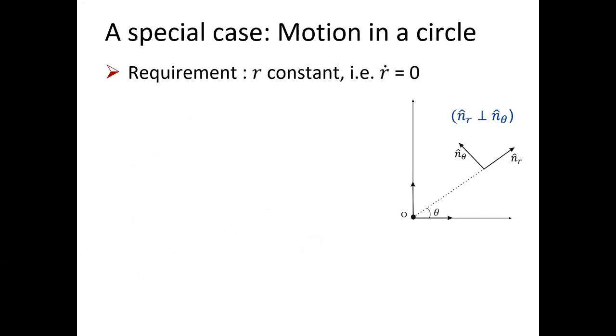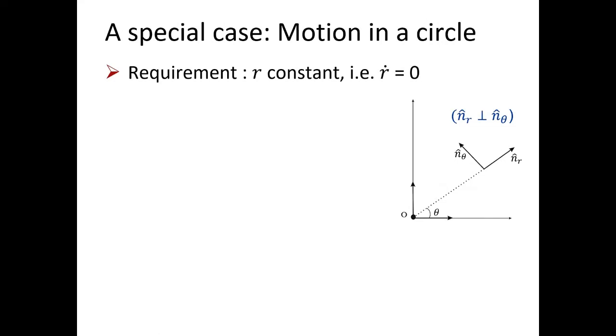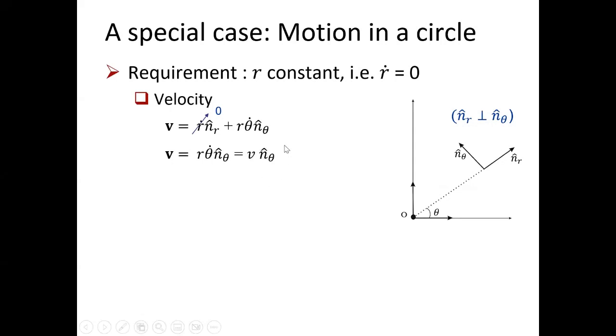Now, if you apply this relationship for a special situation where r is constant, again a circular path, then r dot is 0. So velocity is v into n hat theta. If it is a circular path, of course, this n hat theta becomes the tangential direction, because n hat r is the radial direction towards the center of the circle. So if the circle is defined from the center, this becomes tangential and this becomes the radial direction of the circle.